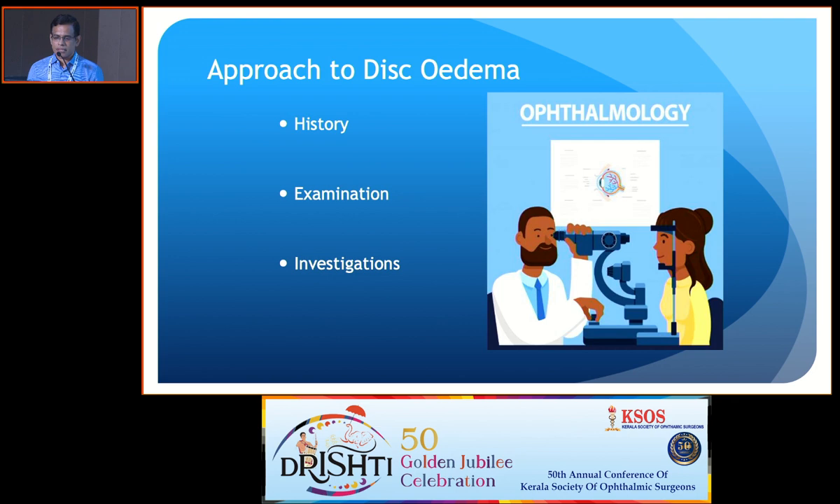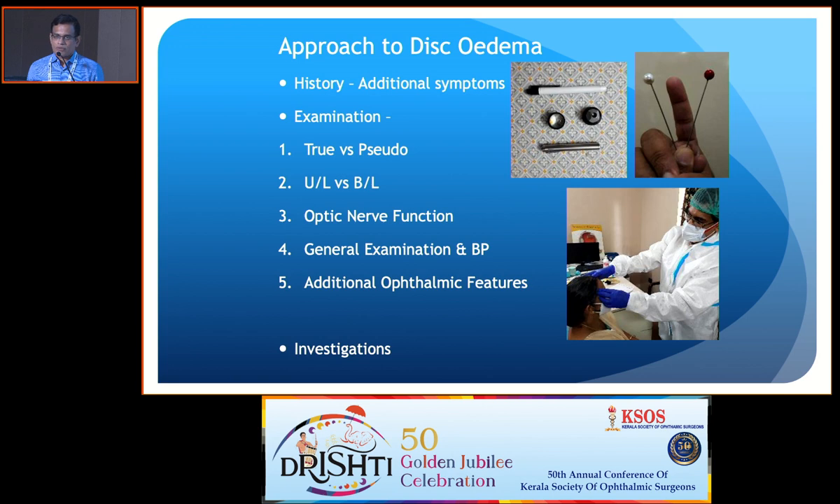The approach should be with history, examination and investigations. In neuro-ophthalmology and in uveitis branches of ophthalmology, history has quite an important role. So you can ask for additional symptoms, and when you come to the examination, you need to differentiate true versus pseudoedema, unilateral versus bilateral, check the optic nerve function, general examination, blood pressure. Here I'm checking the superficial temporal artery, feeling for any fullness of the temporal fossa. All this can give you important clues as to the cause of disc edema. And additional ophthalmic features, again I'll explain to you about that, and when necessary, the appropriate investigations.